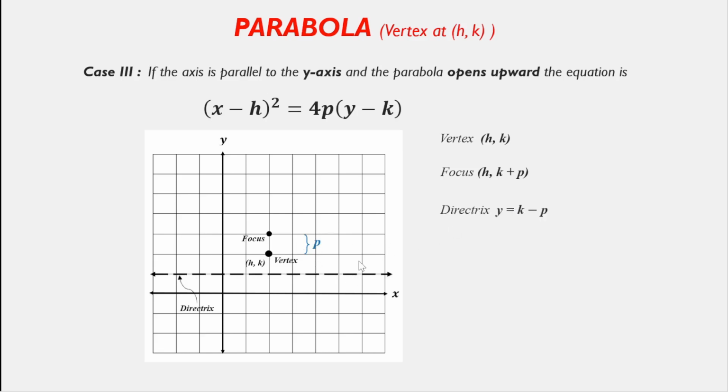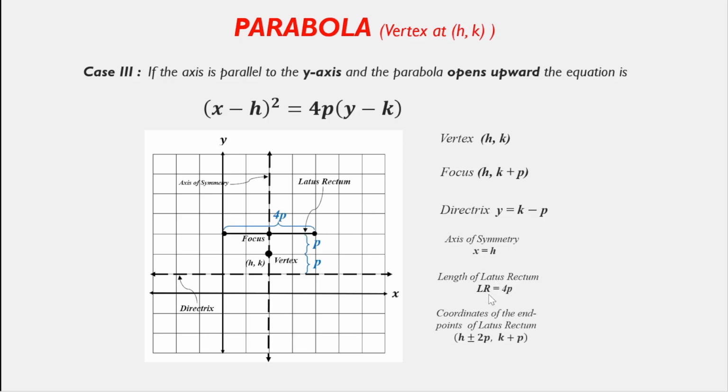And the directrix, since now the directrix is below the vertex with p units, then we can say that the equation of the directrix is y is equal to k minus p. And the axis of symmetry is x is equal to h. And the length of the latus rectum is 4 times the value of p.